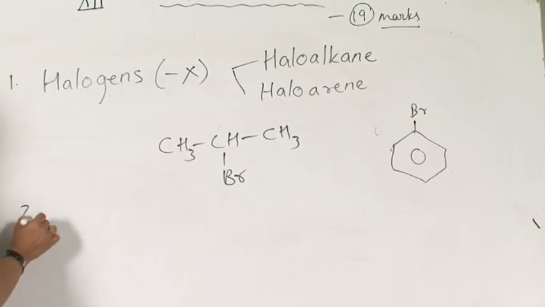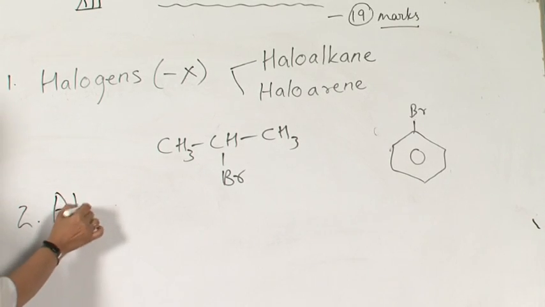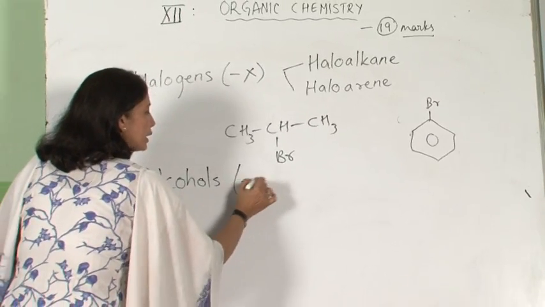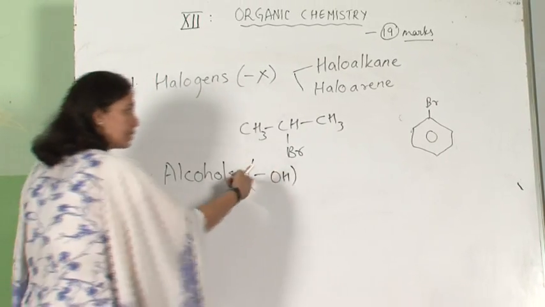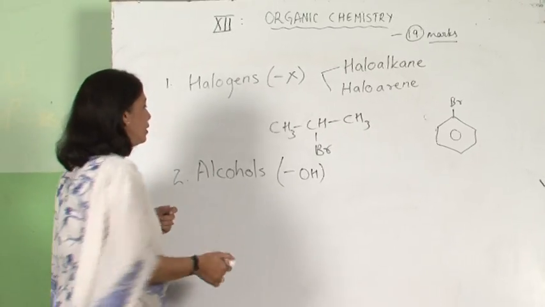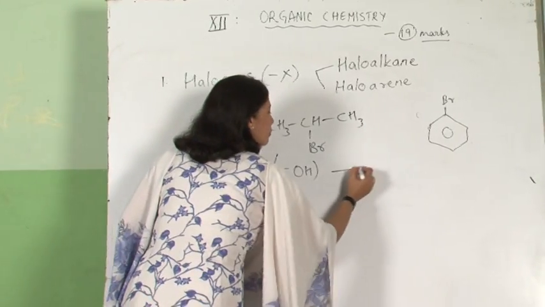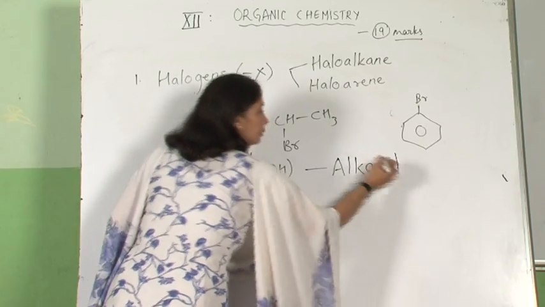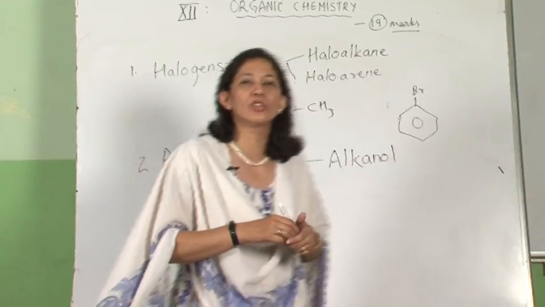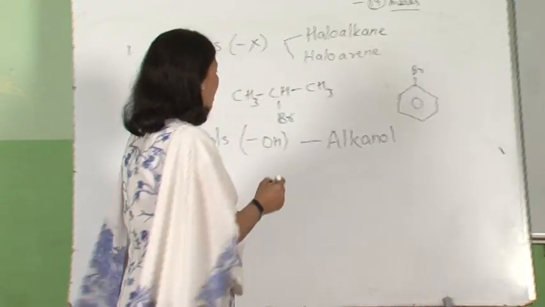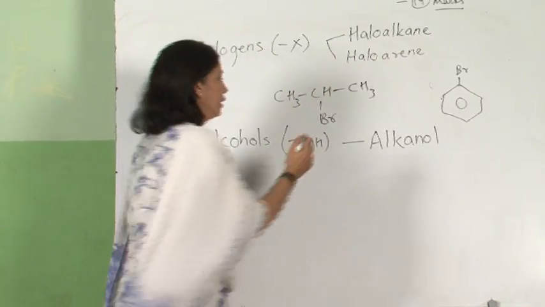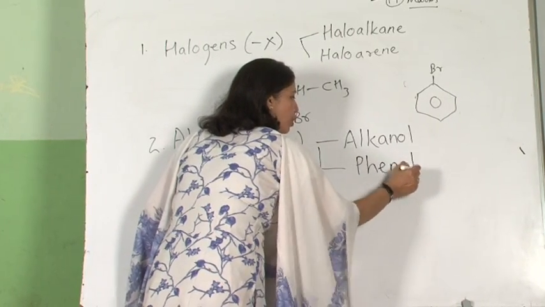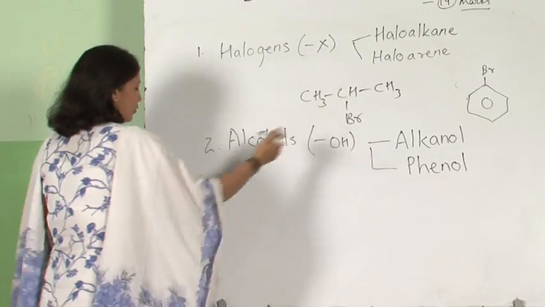I am going to the second one, alcohols. Alcohols have the hydroxyl group, so I am putting dash OH. When I say dash, the dash part is attached to a carbon atom. The name is given as alkanols, like methanol, ethanol, butanol, octanol. And if an OH group is attached to the ring, the name is given as phenols, the phenolic compounds. I will just give an example of an alcohol.